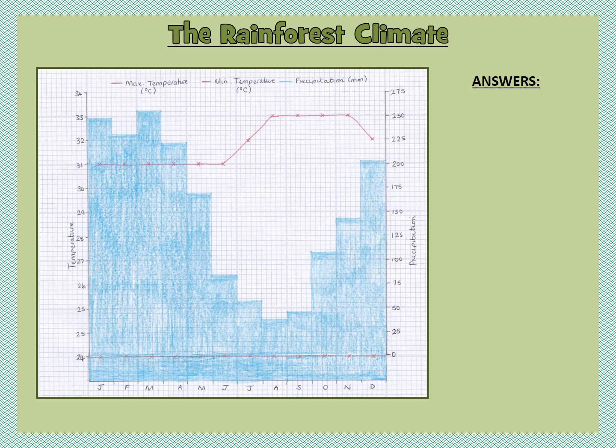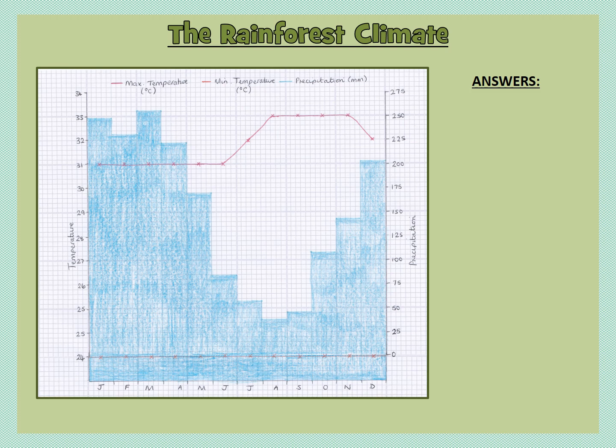So we are going to take a quick look at your climate graphs, which was your work for last lesson. And you can see here that this is my attempt at drawing a climate graph. I'll be honest, it did take me 2 attempts. So if it's taken you several attempts, don't worry about that at all.